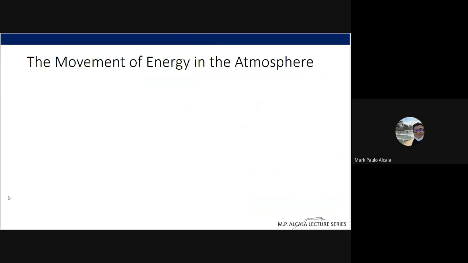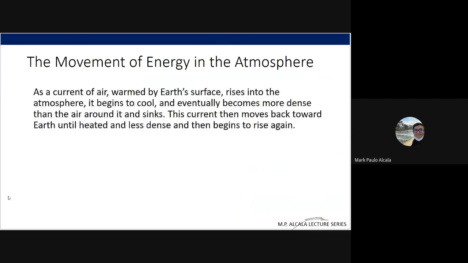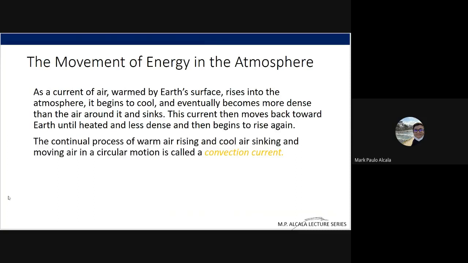Now, the movement of energy in the atmosphere. Basically, as a current of air warmed by Earth's surface rises into the atmosphere, it begins to cool and become dense. And when there is water vapor, it condenses and forms clouds. Okay? The continual process of warm air rising is called the convection current.